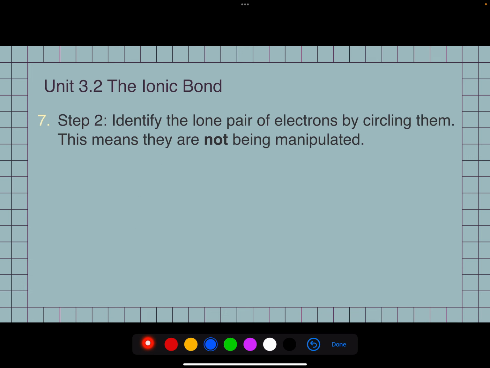Step 2, identify the lone pair of electrons by circling them. This means they are not being manipulated. You don't really have to circle them, but it's just an idea in case you get confused later on. We don't want to touch our lone pairs. That's the main idea here. Once you start going around your second time in your Lewis dot structure, you just leave those alone. We're looking at our single electrons. Those are the ones that are going to be making bonds.